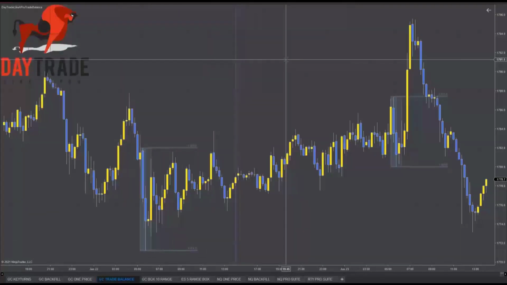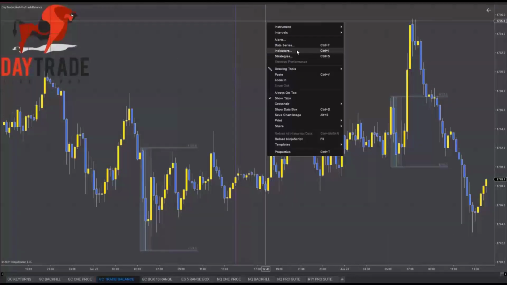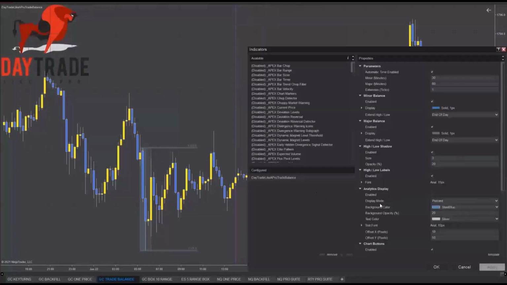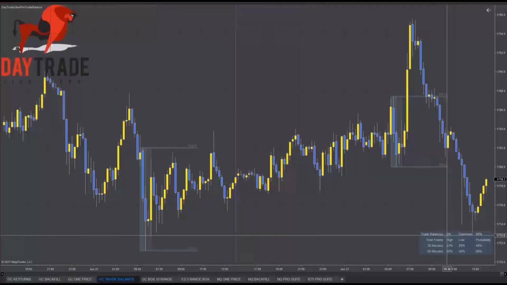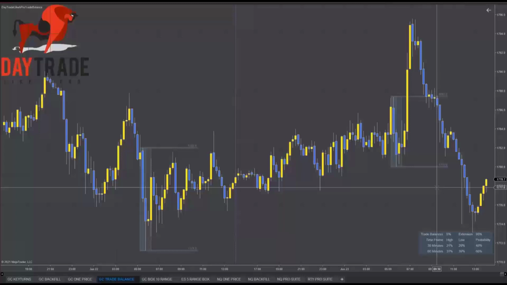This is not proprietary. The one thing that we do have in here that you're not going to have, unless you go build it somewhere, is analytics. So this is trade balance. It's really just telling you the first 30 minutes and the first hour of the regular trading hours. It's just giving you the high and the low of that. And then what you see here is that only 5% of the time does the market trade in balance. So 95% of the time, the market is going to trade outside of this trade balance.